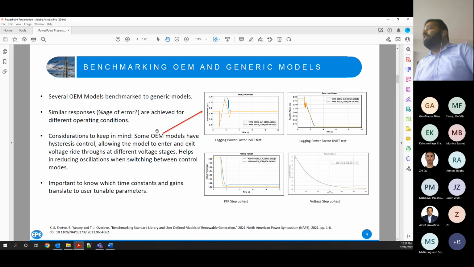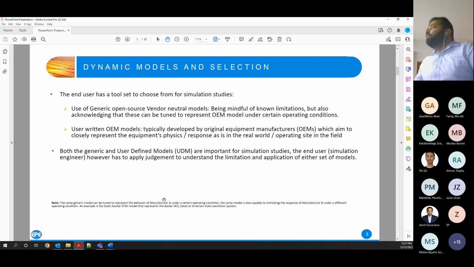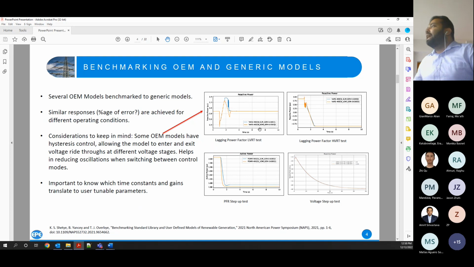In case of matching the standard library models to the user-defined models, let's say, for example, the IEEE 421.5 guide is a good one to refer to here, because, and I've put this in a footnote, if you take the static exciter, which is the library model in PSSE, the static exciter ST4C, that is basically a Basler DECS or an Eaton or an Emerson static exciter system, right? What I'm trying to say here is this ST4C can represent Basler as well as Eaton or Emerson. In the same way, for some operating conditions, though not for all, there is a caveat to this, you can have the generic model be a close match with the user-defined model, but not always.